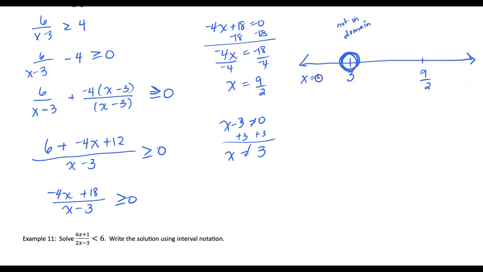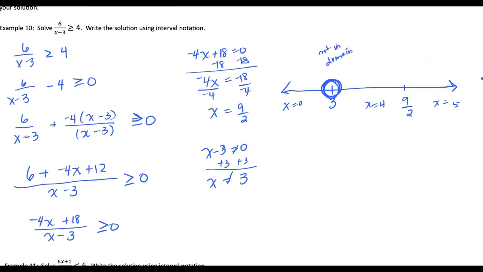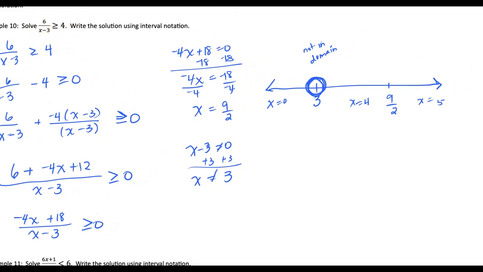So on the left, I could try 0. In the middle, something between 3 and 4 1/2 would be a 4. And something on the right, I could try 5 or 10. I'm going to go ahead and try a 5. So let me put 0 back into our original inequality. So I would have 6 over 0 minus 3. And is that bigger than or equal to 4? So 6 over negative 3, that's a negative 2, and that is not going to work.